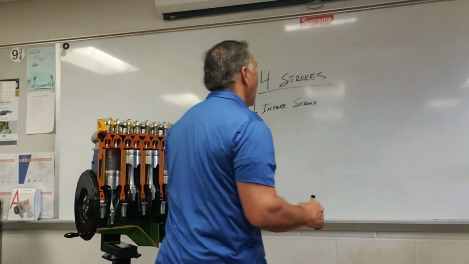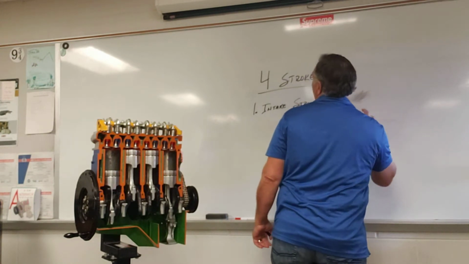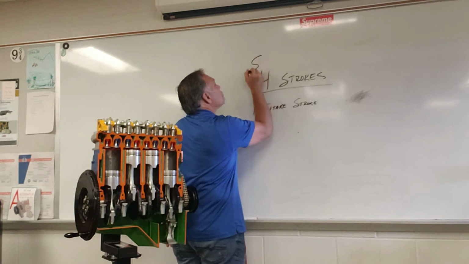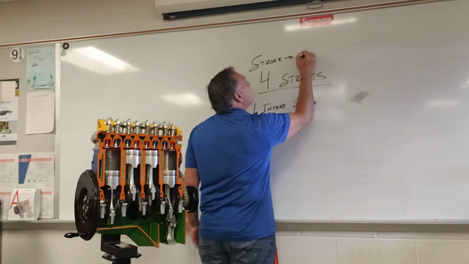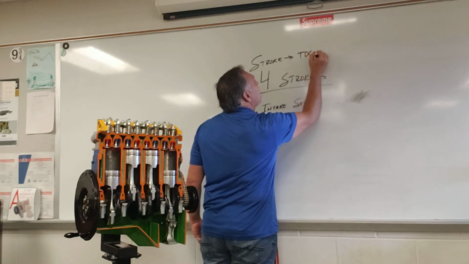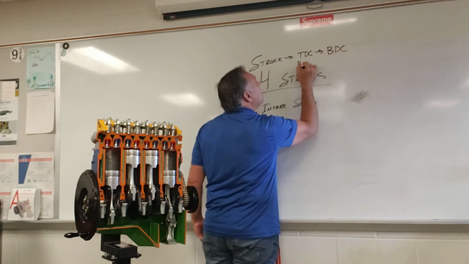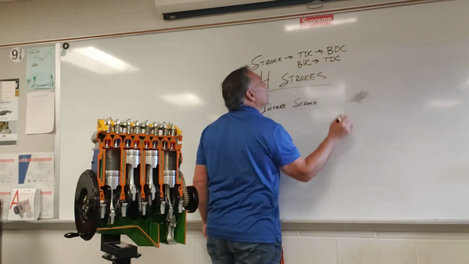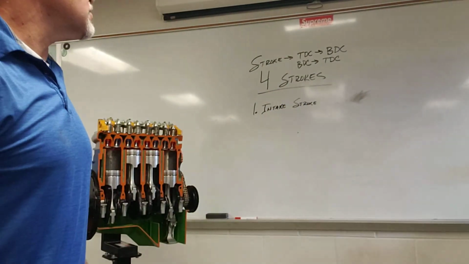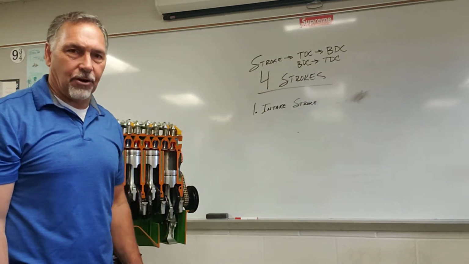So a stroke is defined as, let me write it big enough so that you guys can see it. Stroke defined as TDC to BDC, or BDC to TDC. Bottom dead center and top dead center. So that defines our strokes. So there are 4 strokes that happen in a regular ignition cycle.